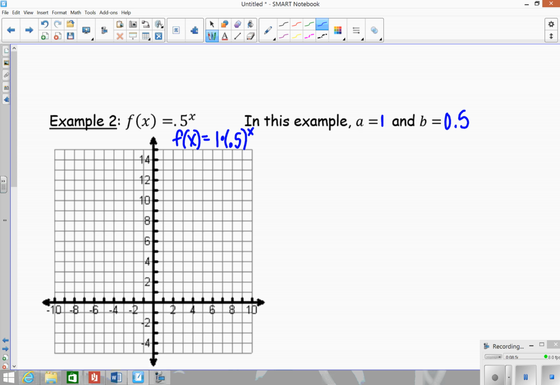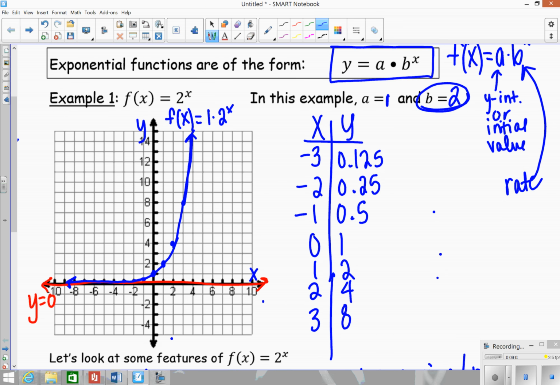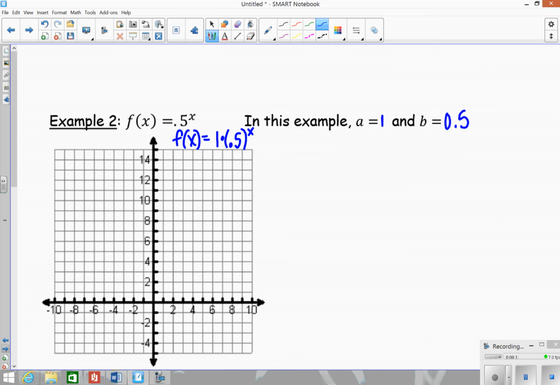Let me just go back for a second on the other page. I just want to show you that just to remind you. So we said that the y-intercept was 1, or the starting value. See right here, when x equals 0, the initial y was equal to 1. So the y-intercept is 1. So that's always going to be the case. So you're going to notice that in this example as well.